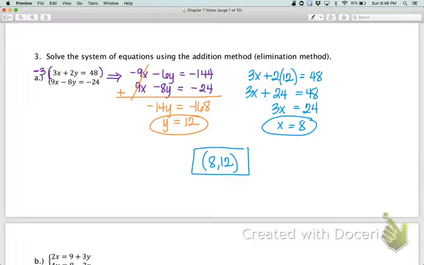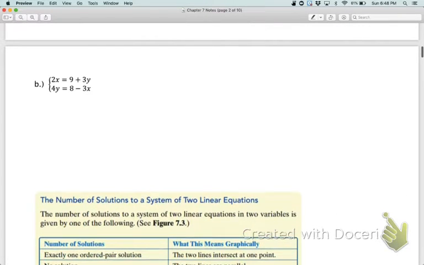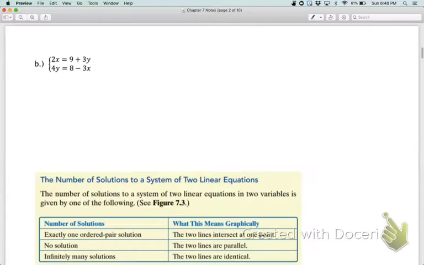Okay, that one was really nice because everything was already lined up in columns for us. For B, we're going to go ahead and use the addition method as well, but right now they're not lined up in a way where we can add straight down. So our first step needs to be to rewrite these equations. Let's get ax plus by equals c form for both of these equations. So here's what we get when we do that.